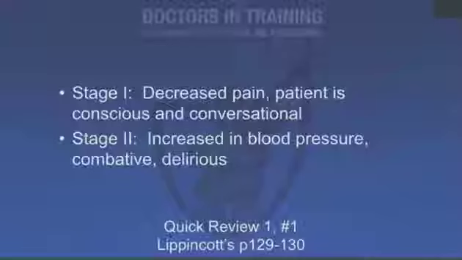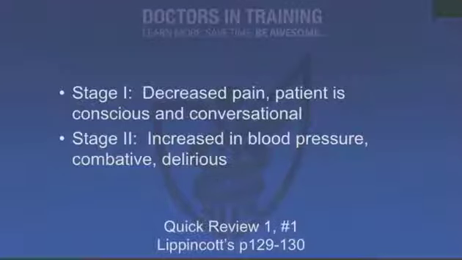So remember we had our 4 stages of anesthesia. What happens in each one? Well, for stage 1, we have decreased pain, but the patient is conscious and conversational. Stage 2, this is not a good place to be in. Increase in blood pressure, combative, delirious. Sometimes patients will also vomit in this stage, so not a happy place to be. Don't want to spend much time in stage 2.